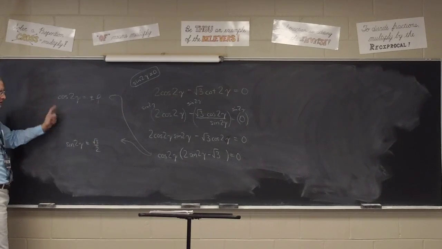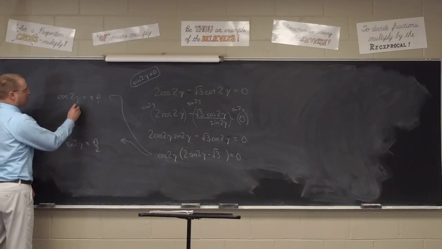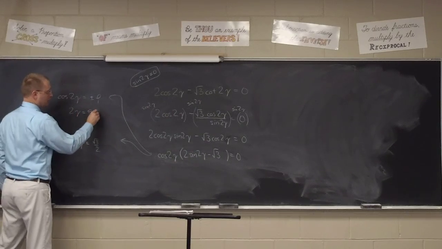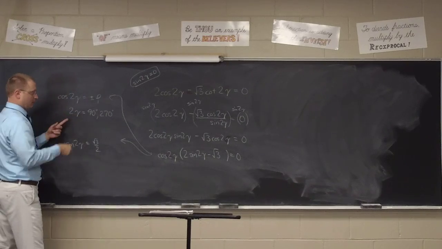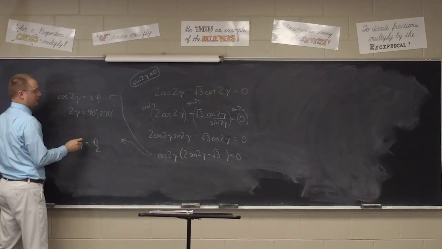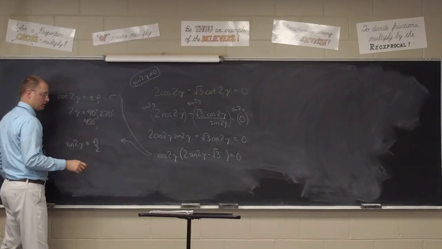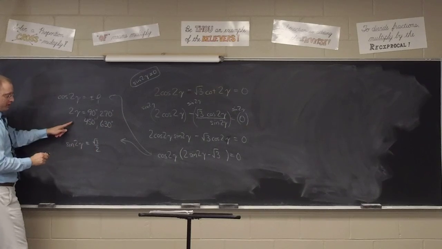When is cosine 0 over 1? 90 and 270. Add 360, that's 450 and 630.